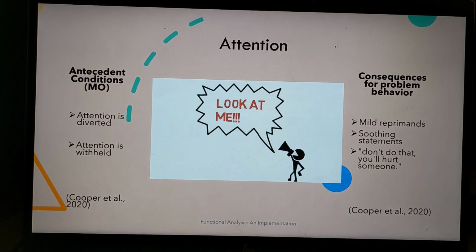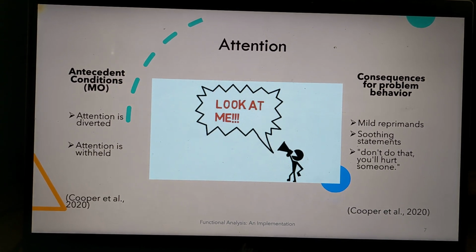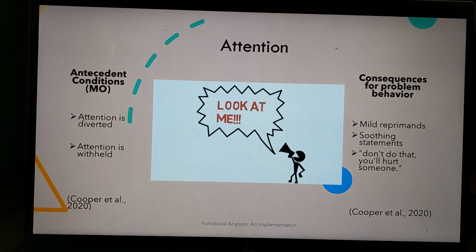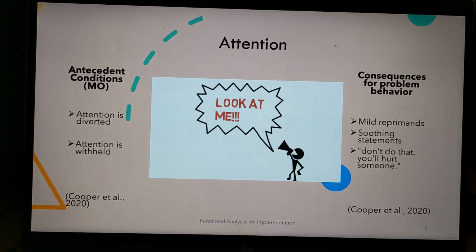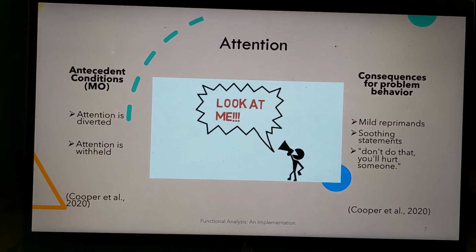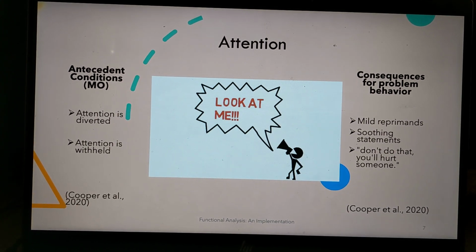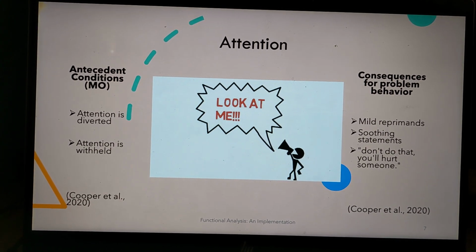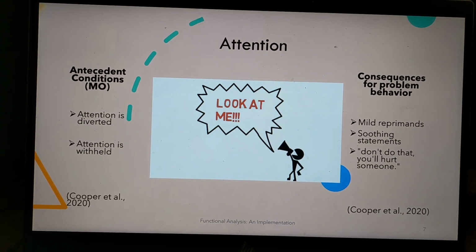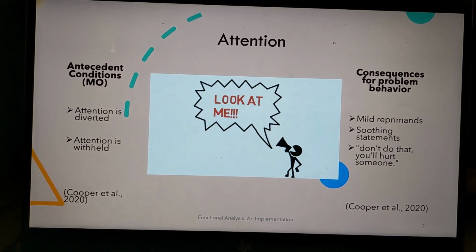Next, we have the attention condition. What would the antecedents look like within this condition? Attention might be diverted onto something else, or attention might even be withheld. What consequences might be implemented within this attention condition? We are looking at mild reprimands or even soothing forms of statements. You don't want to be harsh or basically go crazy. So an example of this would just be by saying, "Oh, you don't want to do that. You might hurt somebody."